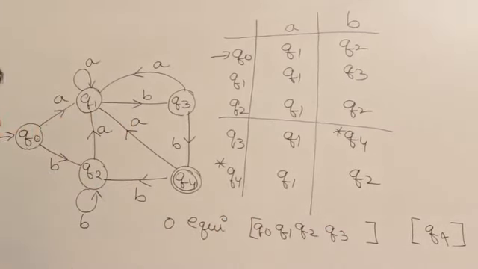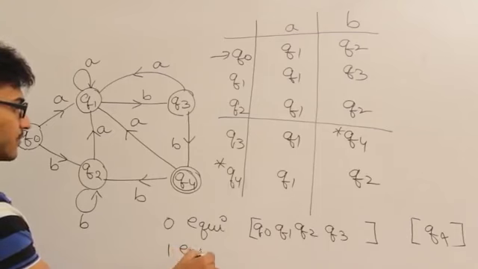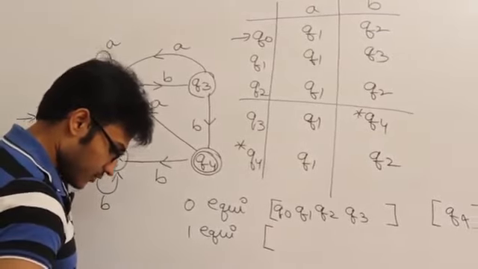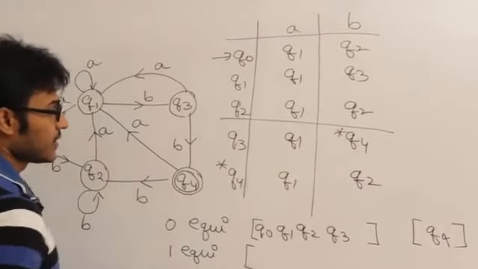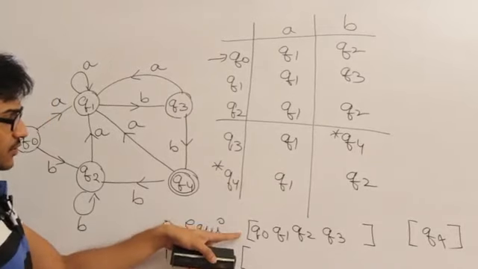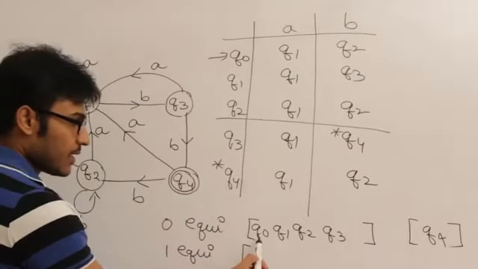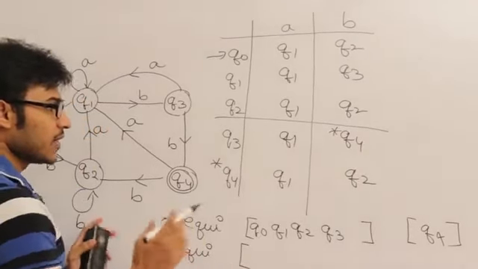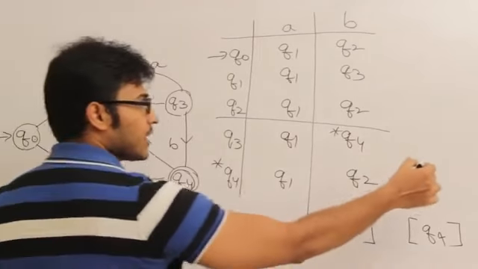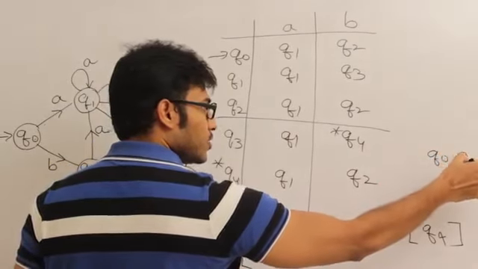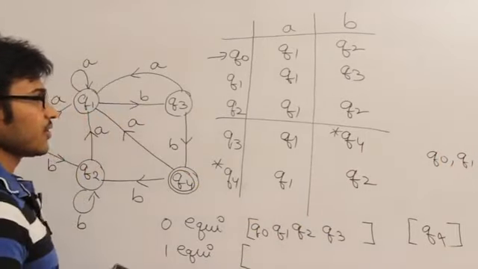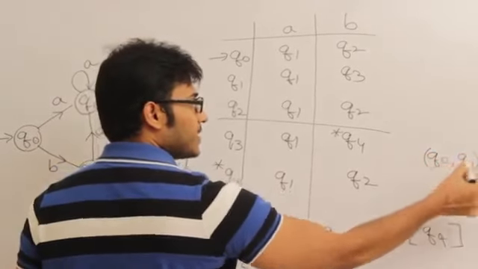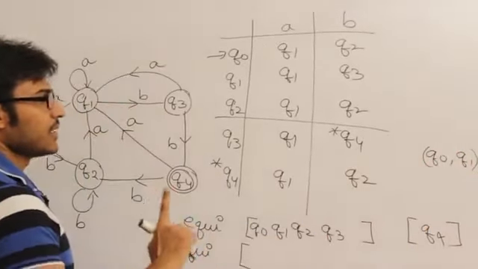Once it is done, now we have to find out one equivalent states. Now take the previous states. For example, all these states in the previous zero equivalent sets are zero equivalent, so we have to see whether they are one equivalent or not. Let us take Q0 and Q1 and see if they are one equivalent or not. In order to see that, you have to take both of them and see where they are going on symbol A and symbol B.